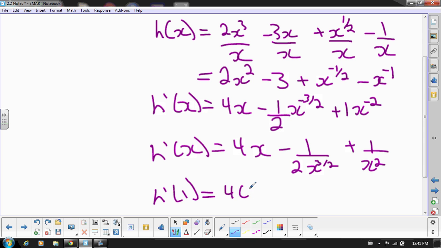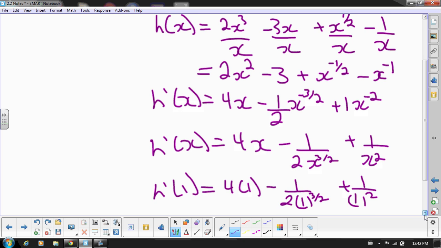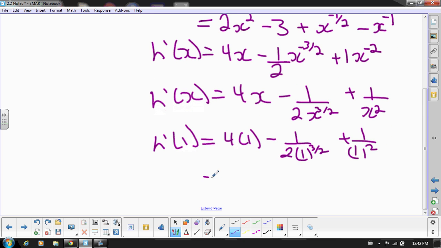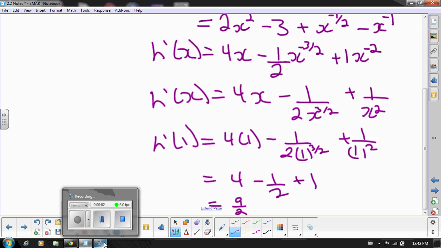So we get 4 multiplied by 1 minus 1 over 2, 1 to the power of 3 over 2, plus 1 over 1 squared, which equals 4 minus 1/2 plus 1, which equals 5 minus half, which equals 9/2. So that was the last example. Hopefully it makes sense. But the key thing is the exponent always comes down and then decreases by 1.